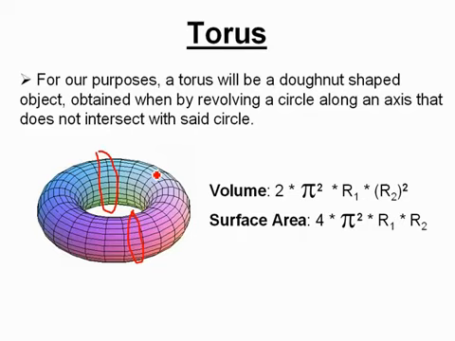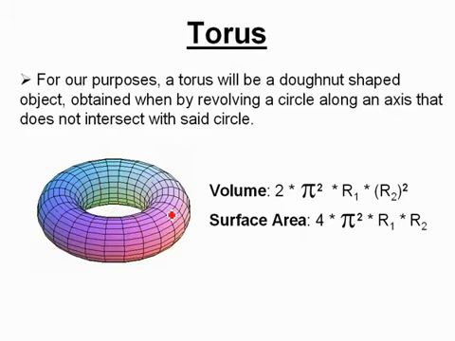In any case, the volume of the torus is 4 pi R1 times R2. Well, what's R1 and R2? Well, I'll clear all the ink on the slide and show you.